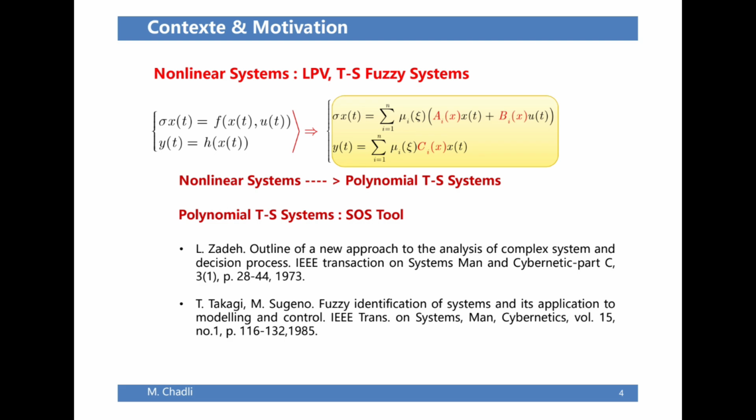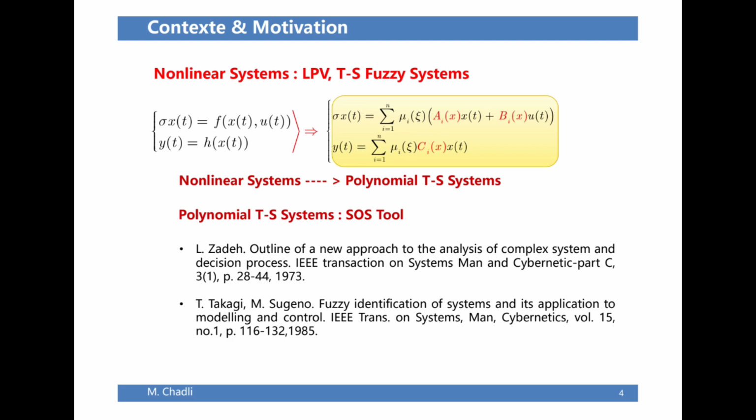The approach using the polynomial TS model leads obviously to less conservative results in terms of design problems, and then we have more facility to find some controllers and observers for nonlinear systems. This part will not be presented in this presentation because we haven't time, but in the future we can discuss it and show the difference and the improvements introduced by the polynomial TS system.